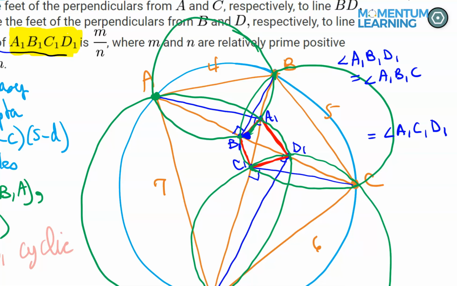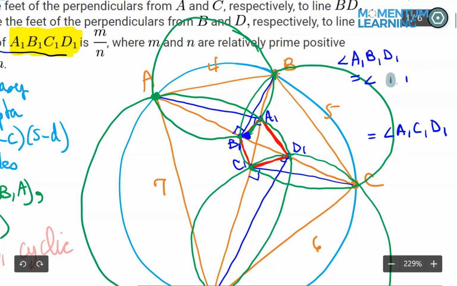As you can see, I'm myself confused. I need to check the angles. Okay, yeah, I can see it. Hold on. So A1 B1 C. This way is not useful. Okay, I have a better way.